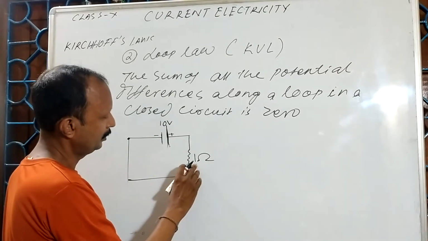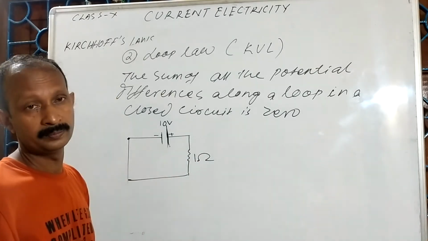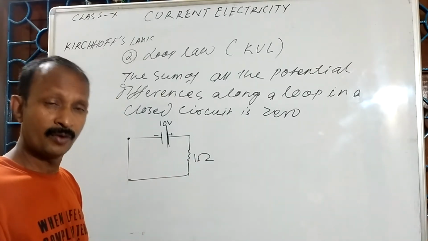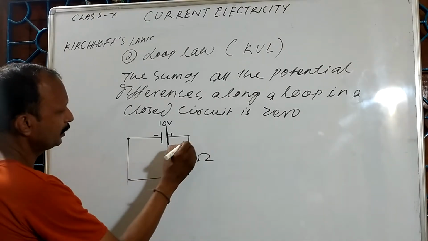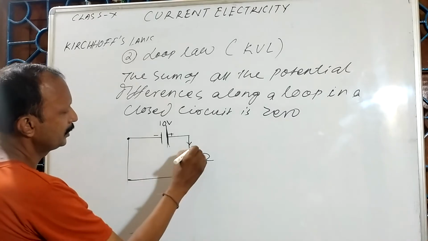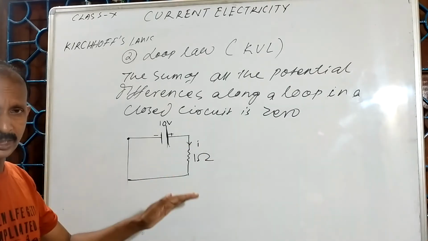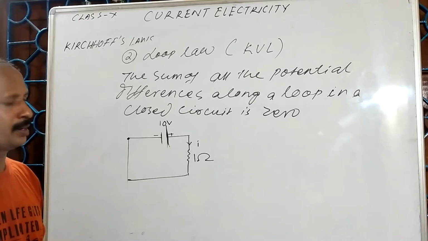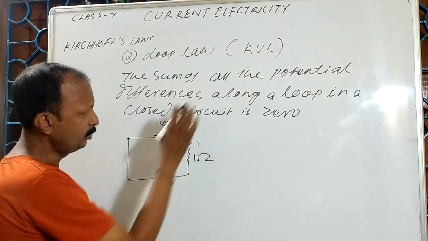Here the resistance I have mentioned is 1 ohm. For example, the current flowing in the circuit is I ampere.